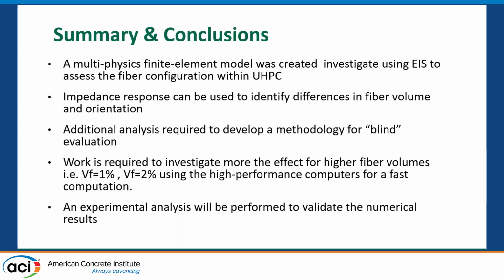And the summary and conclusions: we were able to investigate and assess fiber configuration within UHPC using a multiphysics console, and the impedance response showed that there are differences in fiber volume and orientation. So basically, these two components can affect the UHPC performance. Also, additional analysis is required to develop a methodology for blind evaluation. And as I mentioned just before, we will need to continue our work in order to investigate the 1% and 2% fiber volume, and also an experimental analysis so that we can validate our work.